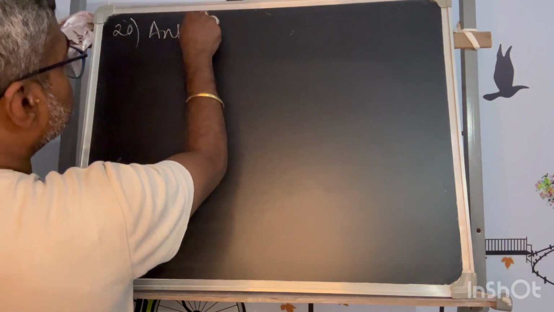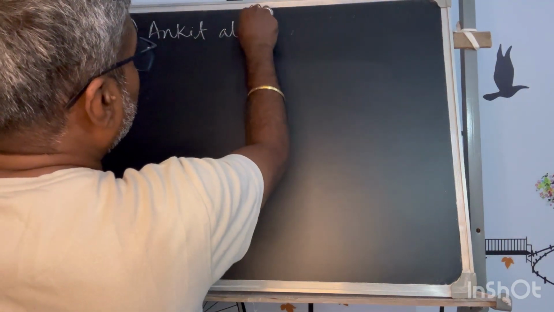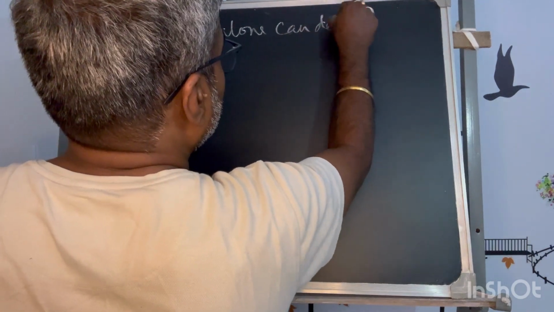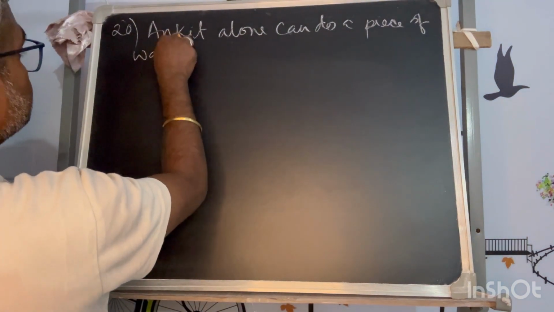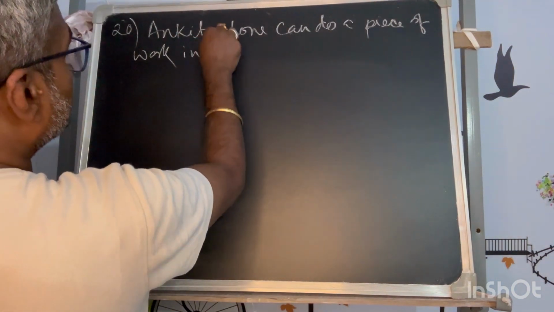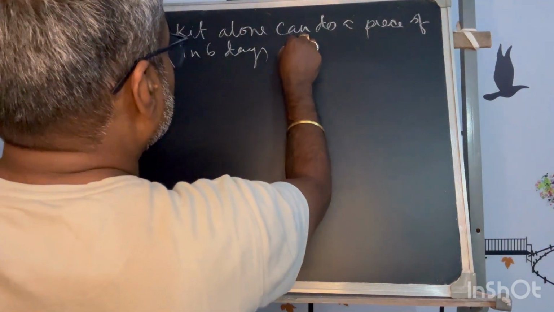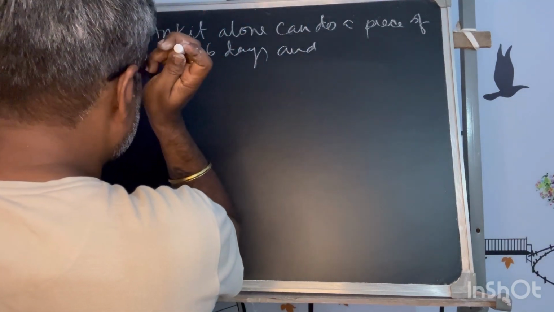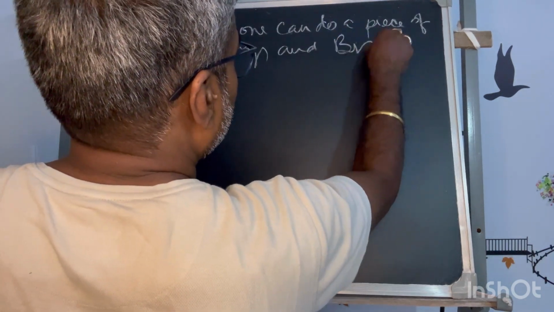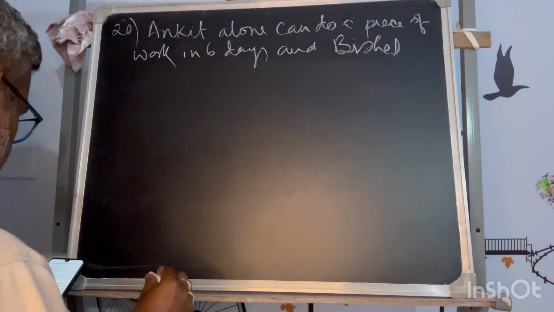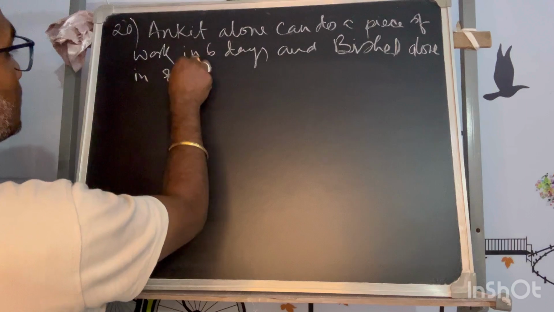Ankit alone can do a piece of work in 6 days, and Vishal alone in 8 days.